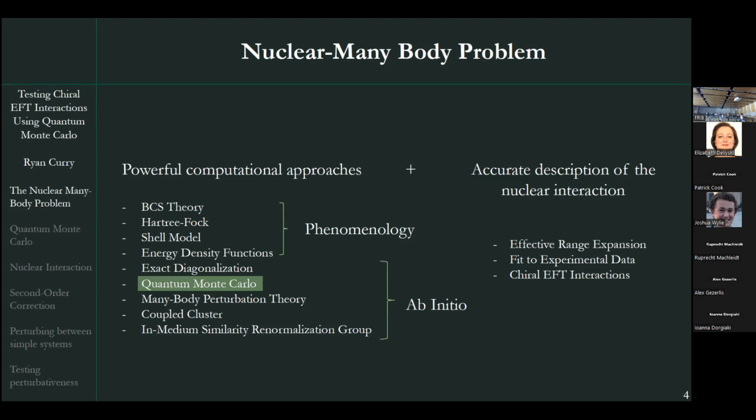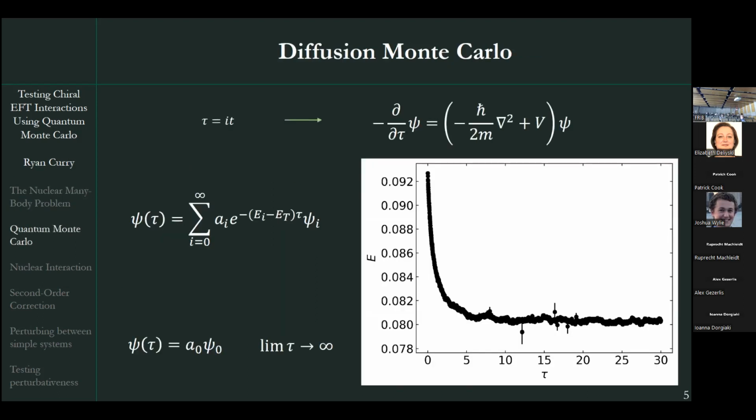So I'll start with quantum Monte Carlo. As George talked a little bit about, it's achieved by taking the Schrodinger equation and mapping it to an imaginary time evolution. And so once we've done that, we propagate our trial wave function with the imaginary time evolution operator, and we project out the ground state energy of the system.